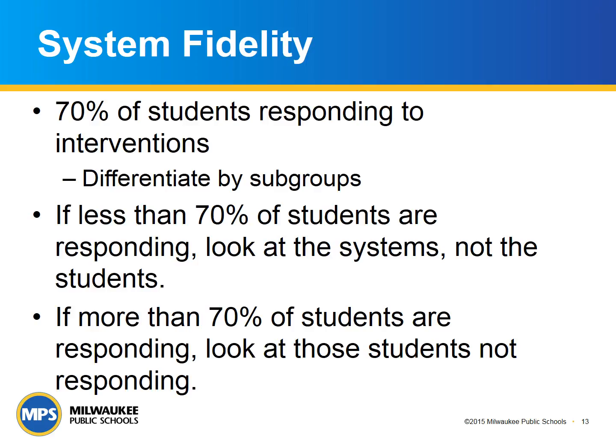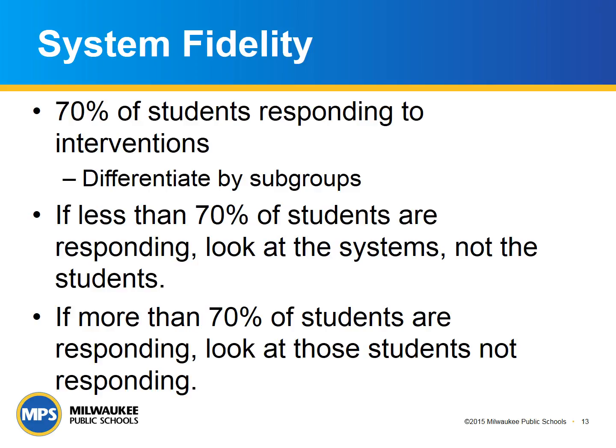Before addressing the needs of an individual student not responding to an intervention, the BIT, in collaboration with teacher teams, must ensure the RtI framework is at fidelity and systems are in place to meet the needs of all students. Research shows that 70% of students should respond to interventions, and if less than 70% of students are responding, the school should look at the systems, not the students.